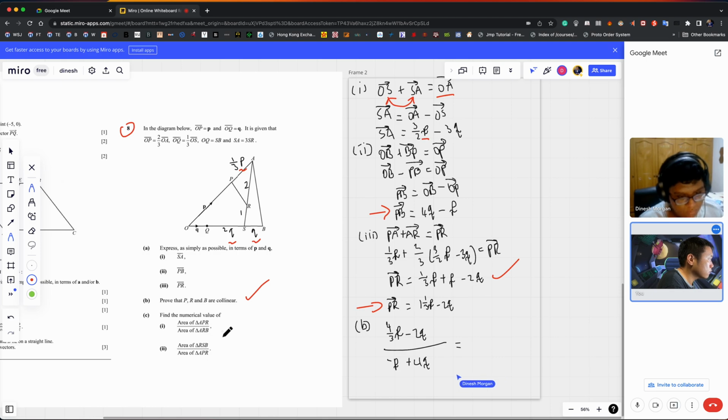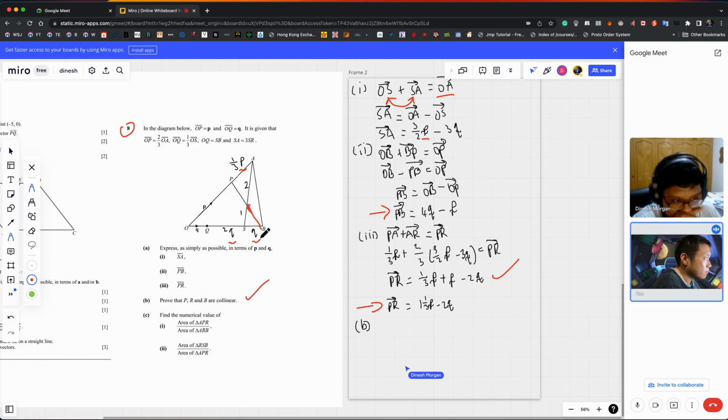Wow. They don't look collinear to me. I mean, if you look at the diagram, they look collinear, but somehow PB and PR don't look collinear to me because if you take out 1/3, you will get 4P here, and then you will get minus 6Q. Then over here doesn't look very good. Okay.